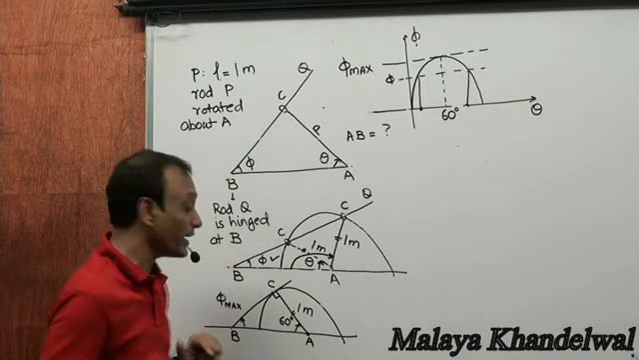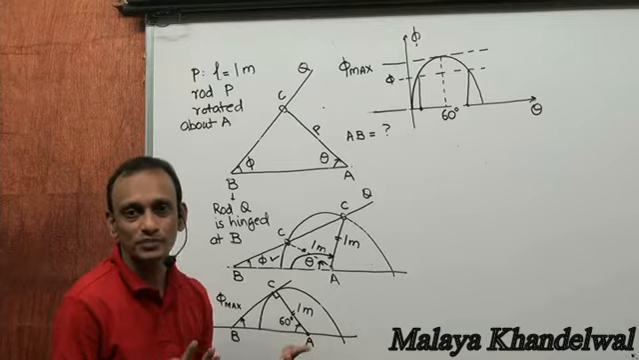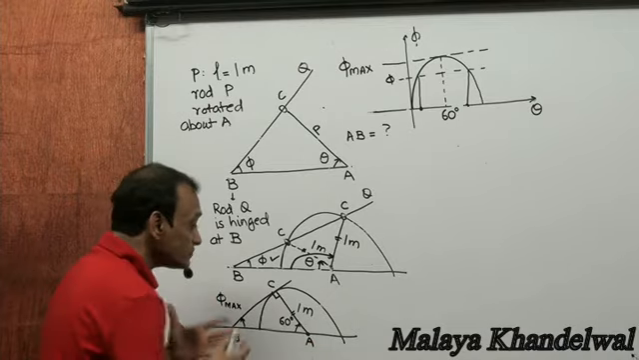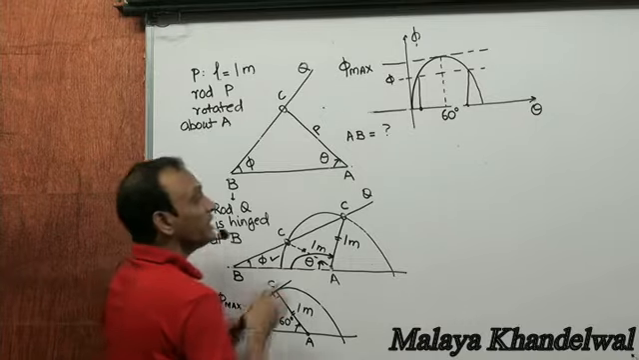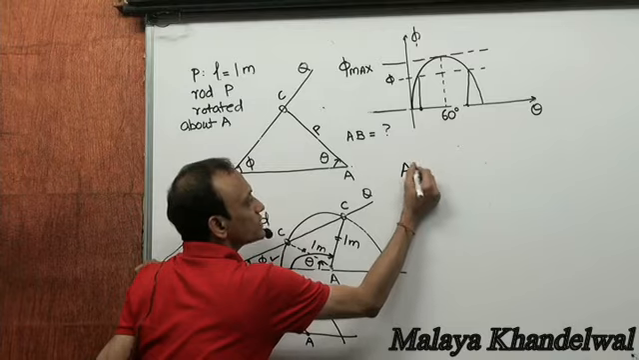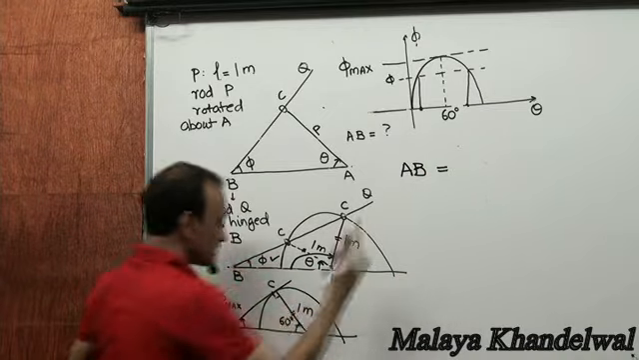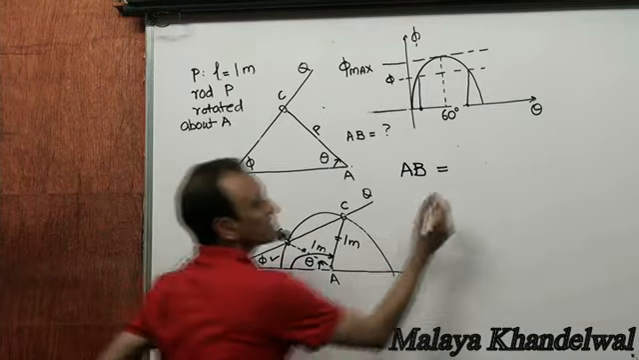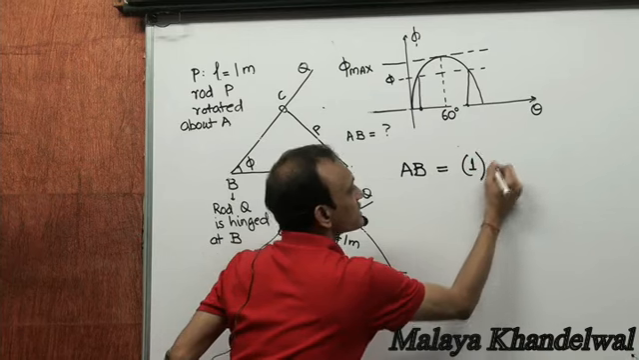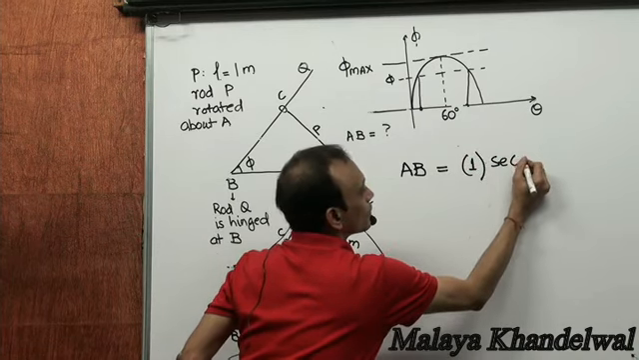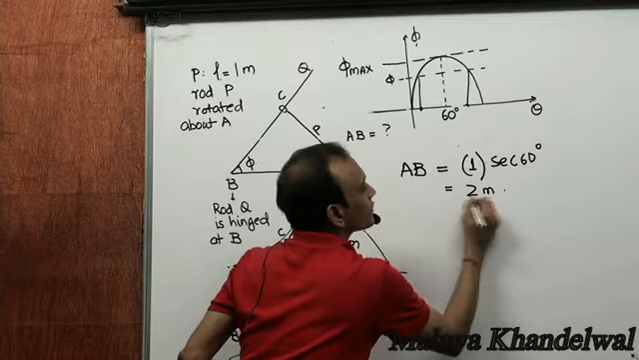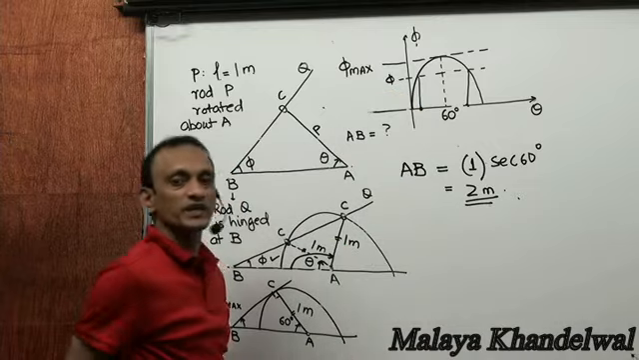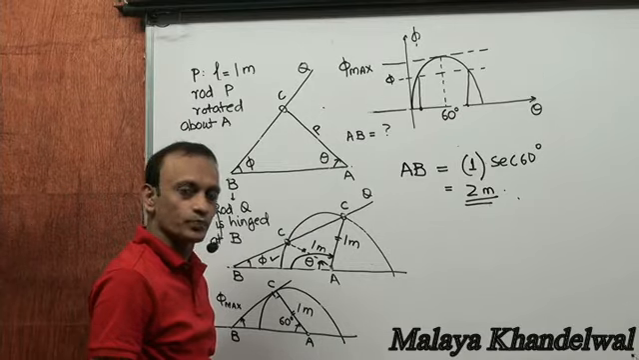Yes or no, right? Now, of course, the problem is very simple. This is 60 degrees, this is 90 degrees. Very clearly, AB, the distance between the two fixed points, is 1 sec 60 degrees, which is clearly 2 meters. The distance between A and B is 2 meters.